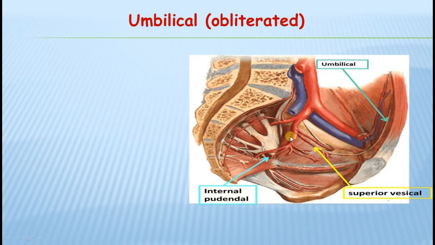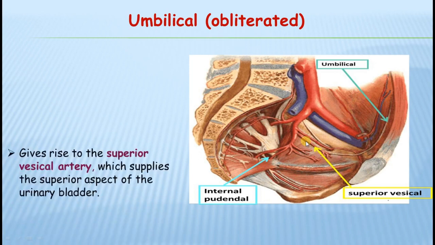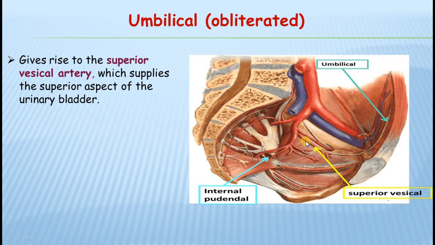Now first, coming to the umbilical artery or obliterated umbilical artery. Here you are able to see the obliterated umbilical artery. If you look, it is from the anterior division of the internal iliac artery. The umbilical artery actually conveys deoxygenated blood from the fetus to the placenta. So that is its function in fetal life.